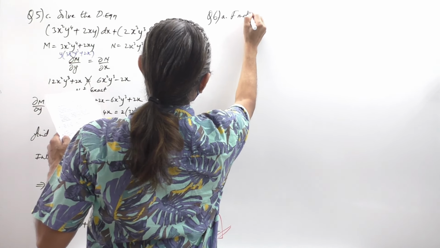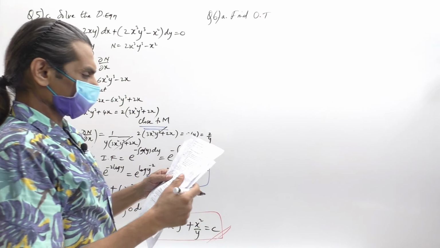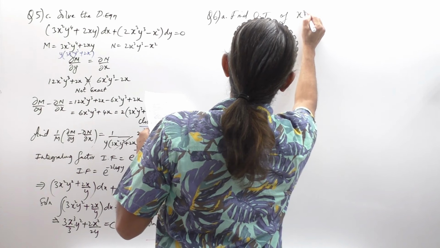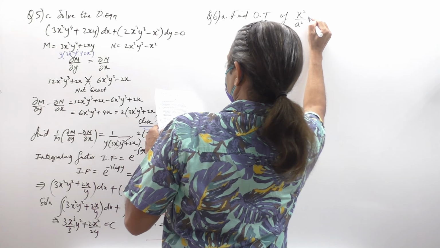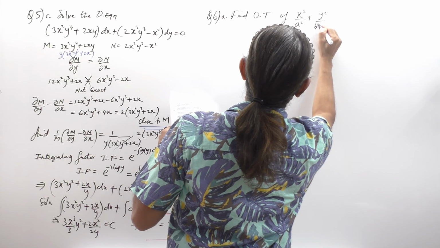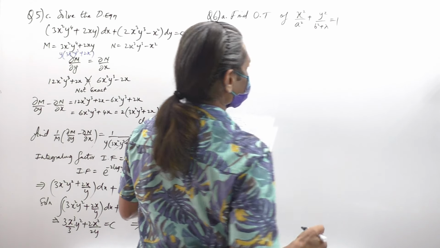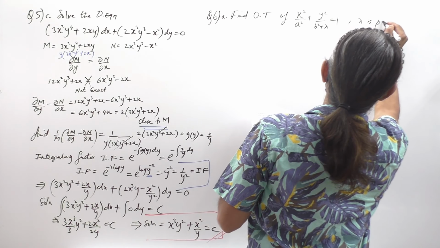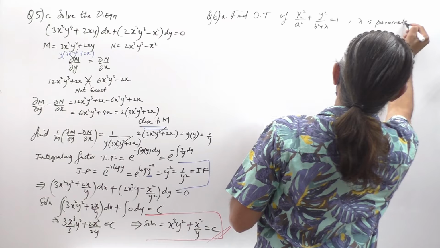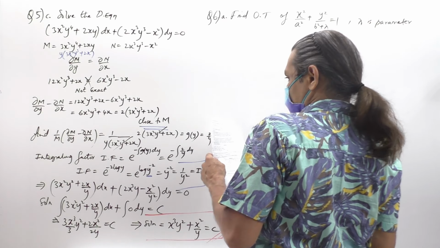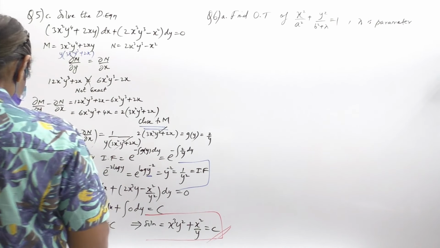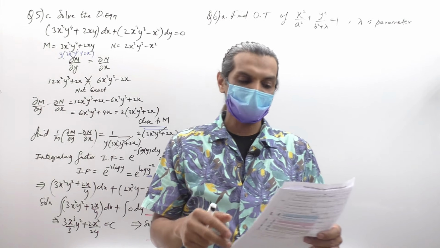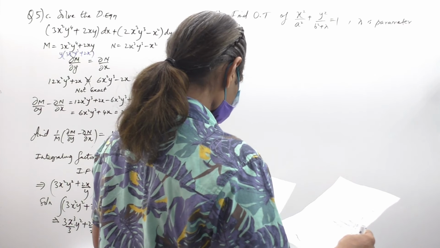find the orthogonal trajectories, I write in short form OT, of x square by a square plus y square by b square plus lambda is equal to 1. This is the question, and here given lambda is the parameter. That means you have to eliminate lambda. Correct? So as per the theory of the orthogonal trajectory for a Cartesian curve, we first differentiate to eliminate lambda and then replace dy by dx with minus dx by dy.